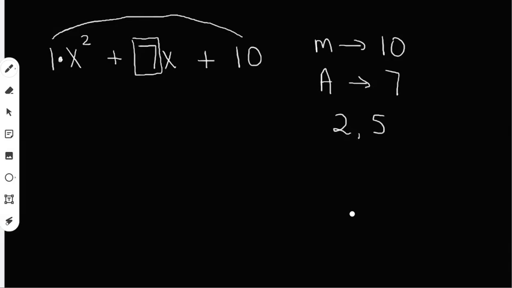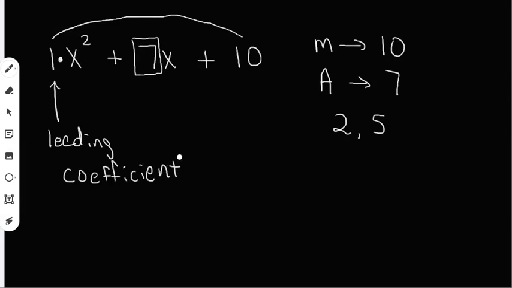The next thing that we're going to do is divide both of those numbers that we found by the leading coefficient. That's this 1 out in front. I'm going to divide both of those numbers by the leading coefficient, which is 1. So I'm going to divide this by 1, and I'm going to divide this by 1. So what's 2 divided by 1? That's going to be 2. What's 5 divided by 1? That's going to be 5.